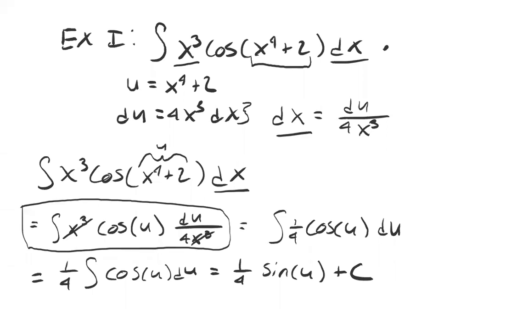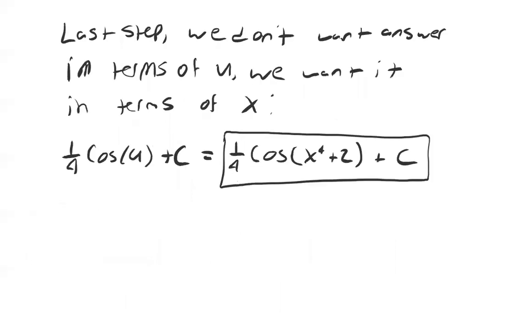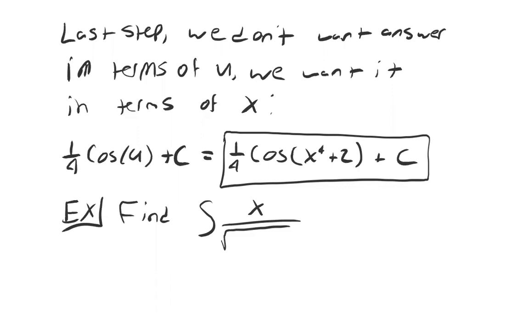Everything should be left in terms of u, and you should be left with an integral that you can do. So let's do another example. The rest of this is just going to be examples, just seeing how these things can get more complicated. Okay, so let's do an example. Let's find the integral of x over the square root of 1 minus 4x squared dx.